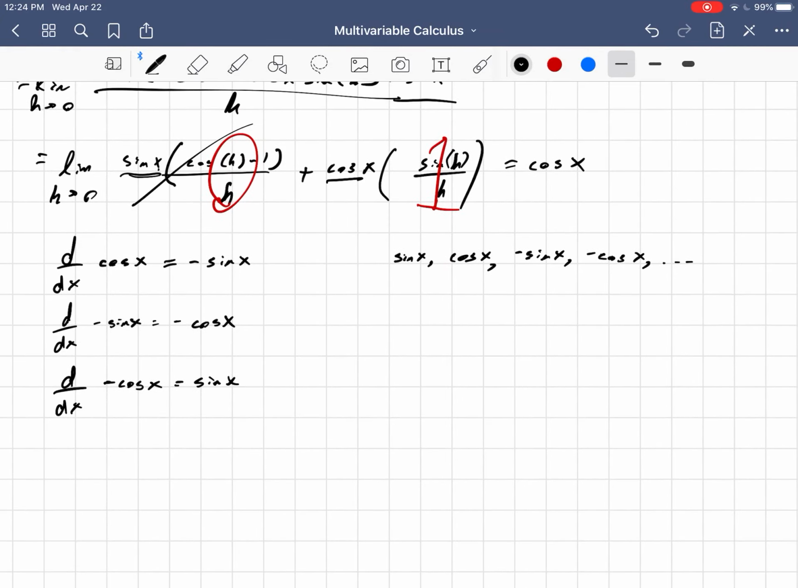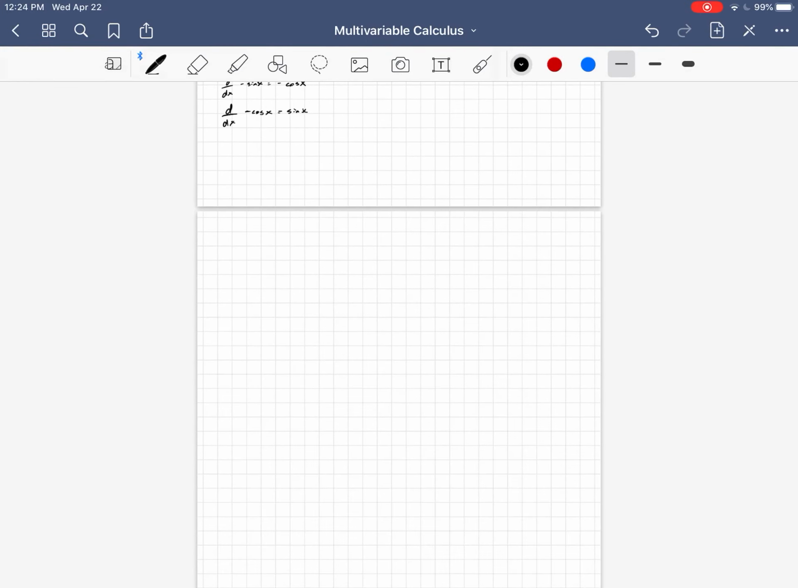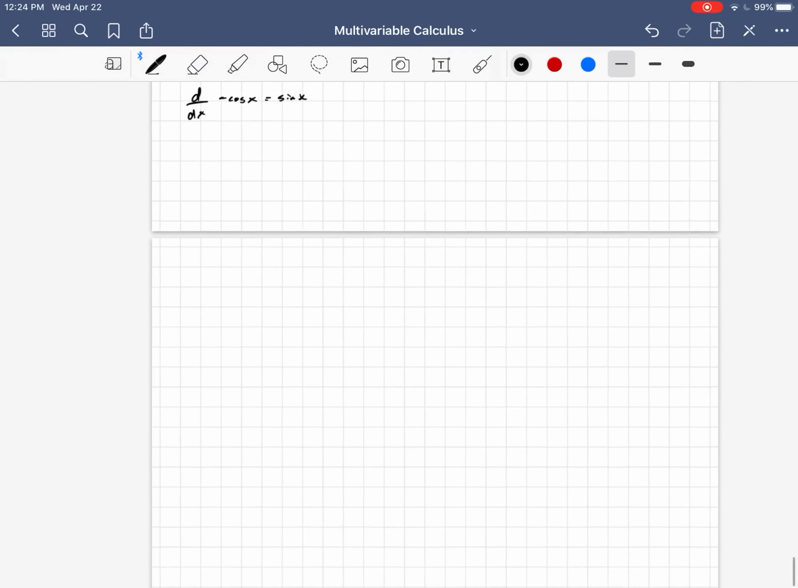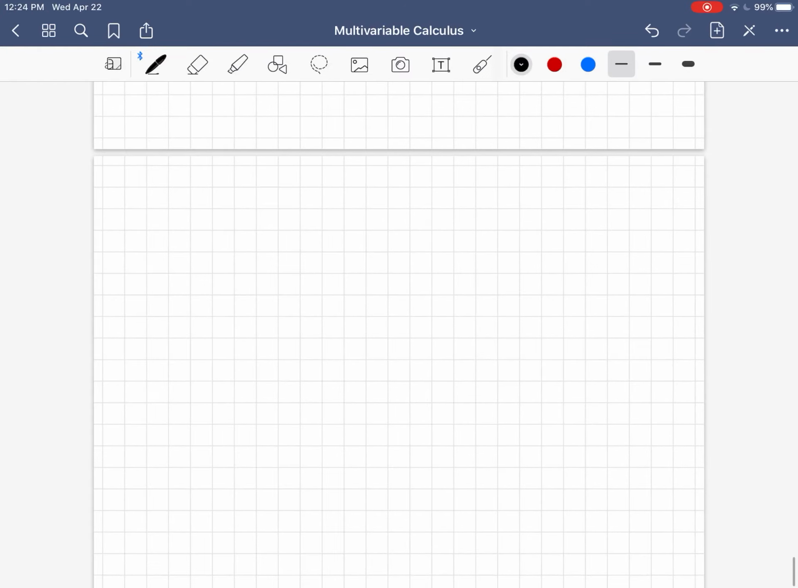So the sines and cosines, they repeat really in periods of 4, right? You start with sine x, differentiate, you get cosine x, differentiate, you get negative sine x, differentiate, you get negative cosine x, and then you're back where you started.